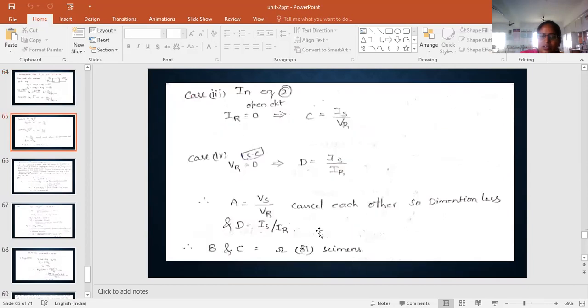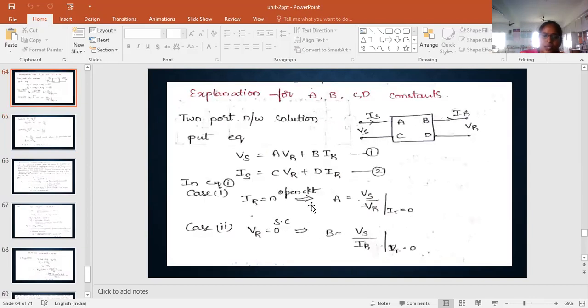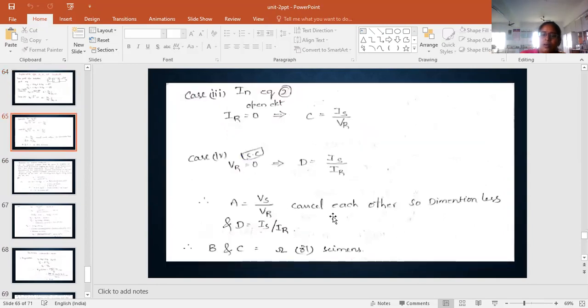Okay, and for the short circuit condition, Vr equal to 0. Placing Vr equal to 0 in these two equations, we can get the B and D values. Okay. So finally, A and D are the same voltage values, Vs by Vr, so the same voltage values cancel each other. So no dimensions here, okay.